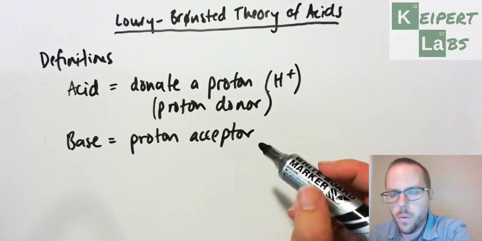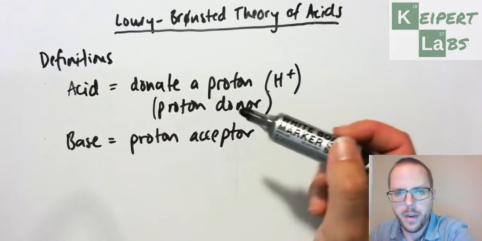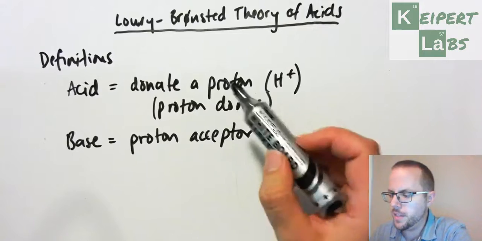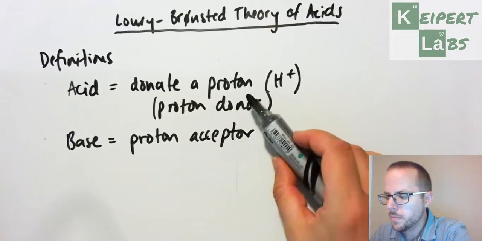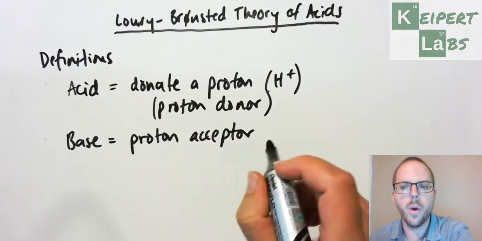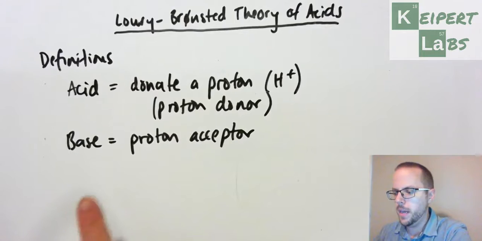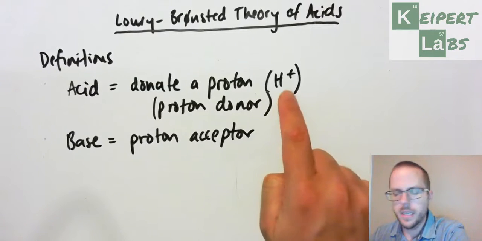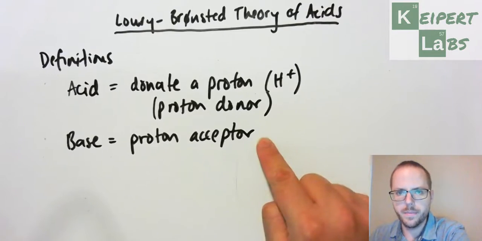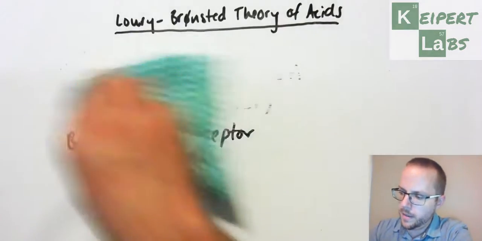We'll talk about what an acid-base reaction looks like with this in a second. But this idea frees things up for us by not requiring water for the reaction to happen. Okay, so anything that can donate a proton is an acid. Anything that can accept a proton is a base.